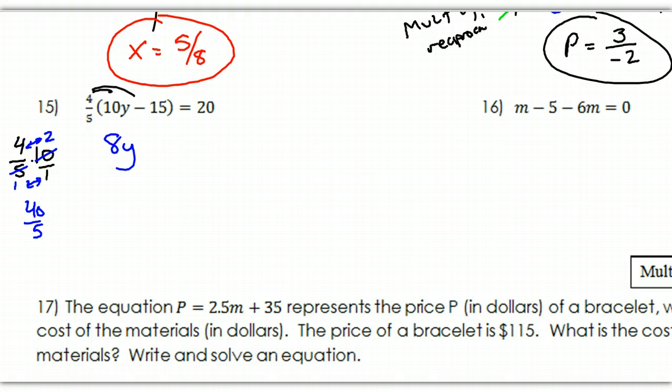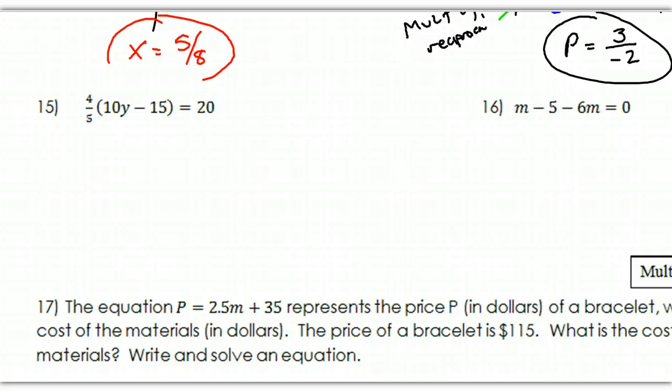For the same reasoning, 4/5 times negative 15. Let me show you that there. I'll just start all over here. 4/5 times negative 15, or just times 15 is fine for now. We can reduce that fraction as well. Dividing by 5 on top and bottom, we get 3 and 1. So now when we multiply, it's actually minus 12 there. 4 times 3 on the top is 12.